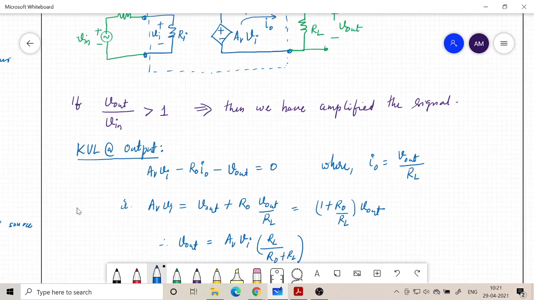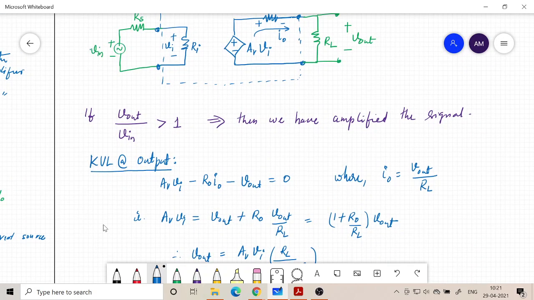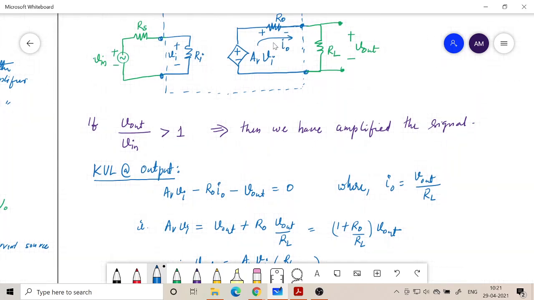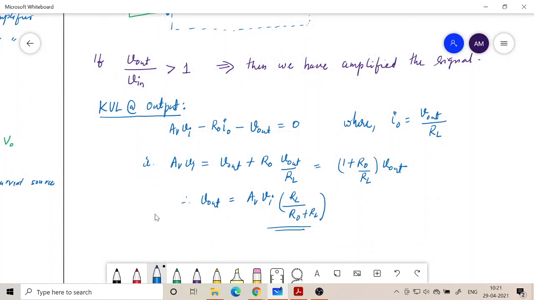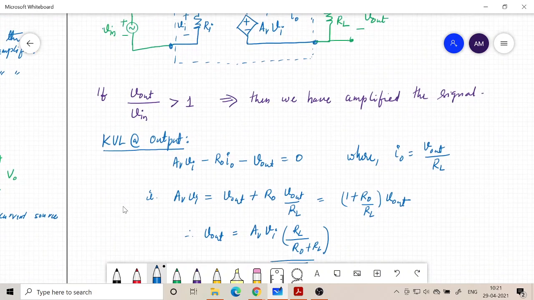Everybody get this? We wrote the KVL. You can write KCL also, which may be better, I feel. The current coming is the same as the current going through this way, so you may get to this equation in a faster way. AVI minus V out by R out is equal to V out by RL. Write just one equation, rearrange it, and you will get the same thing. So this is KVL at the output, and we got the output voltage expression.